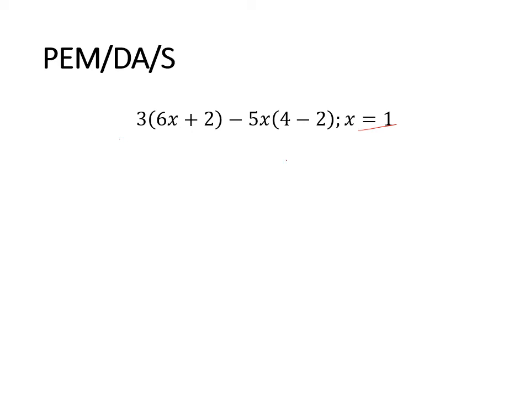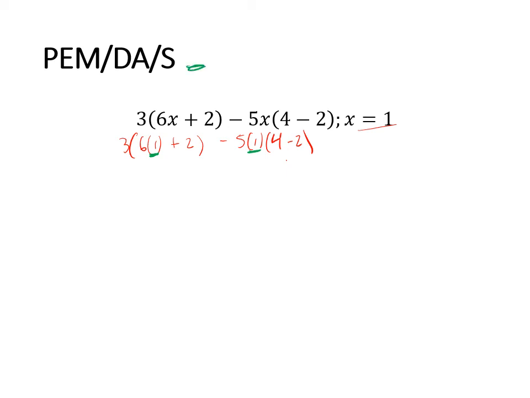So I'm going to say 3 times (6 times 1, that's what x is, plus 2), minus 5 times 1, that's what x is, times (4 minus 2). You can definitely evaluate the parentheses first, like the 4 minus 2, and make that 2, but it's fine at this point. Substitution and parentheses, the order in which we do that won't matter. However, now we definitely have to follow the order of operations.